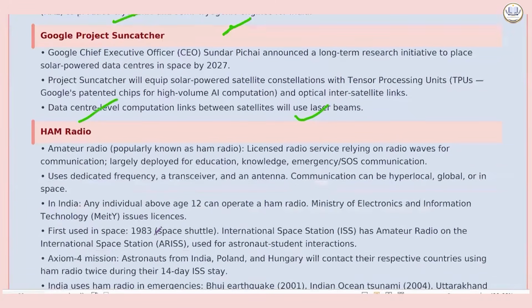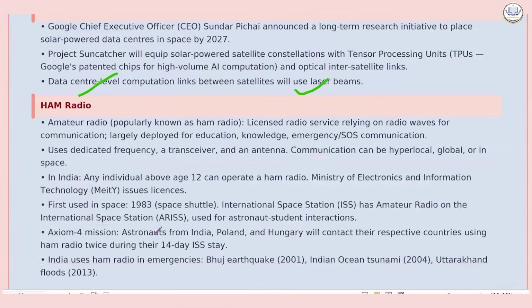Then we have HAM radio, that is amateur radio, popularly known as ham radio, a licensed radio service relying on radio waves for communication, largely deployed for education, knowledge, emergency SOS communication. Recently the Government of India tested emergency SOS communication. So HAM radio is used for it. Uses dedicated frequency, transceivers and an antenna. Communication can be hyperlocal, global, or in space. In India, any individual above age 12 can operate a HAM radio. Ministry of Electronics and Information Technology issues the license for it.